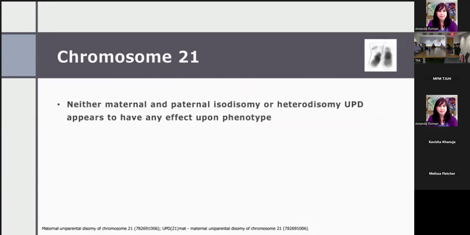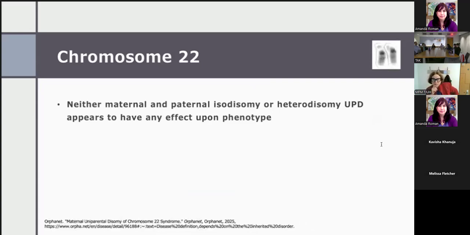For chromosome 21, there have been no cases or reports of uniparental disomy that have an effect on phenotype. This is the same for chromosome 22. So there haven't been any cases in the literature for these two chromosomes that have any association with uniparental disomy and different manifestations.